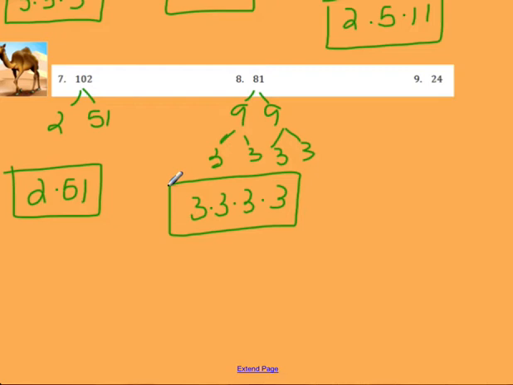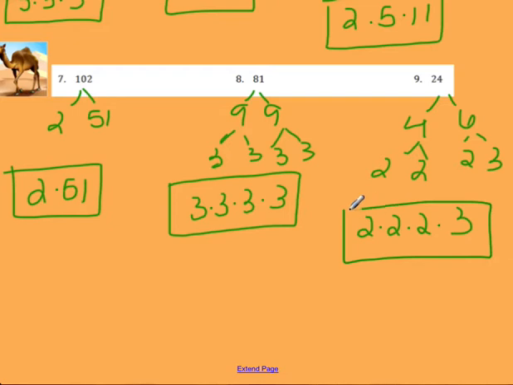Next, let's take a look at 24. So I want to split 24 up. So what divides 24? Well, something I know about is 4 and 6. So I'm going to break down 4. I can break down 4 to 2 and 2, and you keep breaking them down until you can't break them down anymore. 6 can be broken down to 2 and 3. So then when I write it out, I'm going to write out 3 2s and then 1 3. So 2 times 2 times 2 times 3 will give you 24.